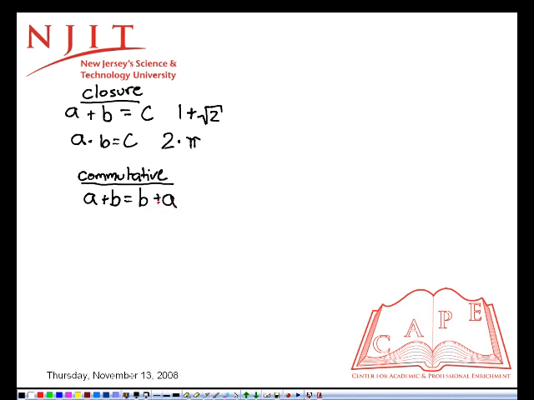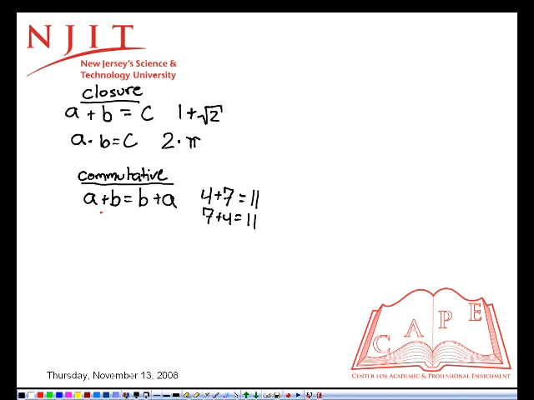Now let's pick real numbers to actually check, see if this works. 4 plus 7, for example. What does this equal? Well, it equals 11. Okay, that's A plus B. So now let's switch the numbers around. Does 7 plus 4 equal 11? Yes, it does. So it doesn't matter what way we do this addition.